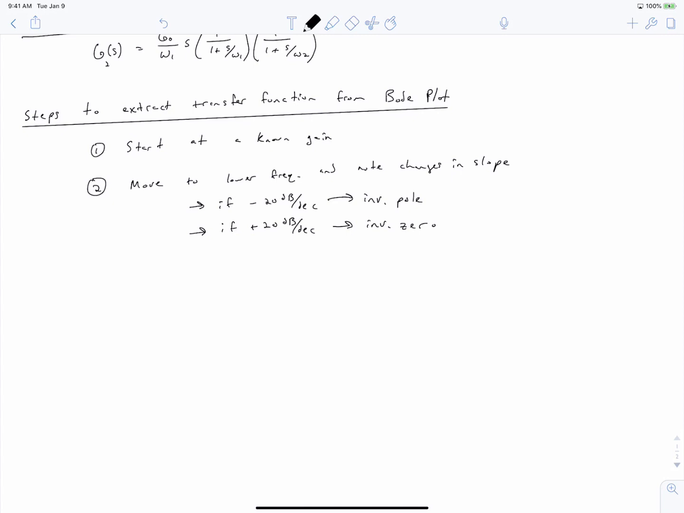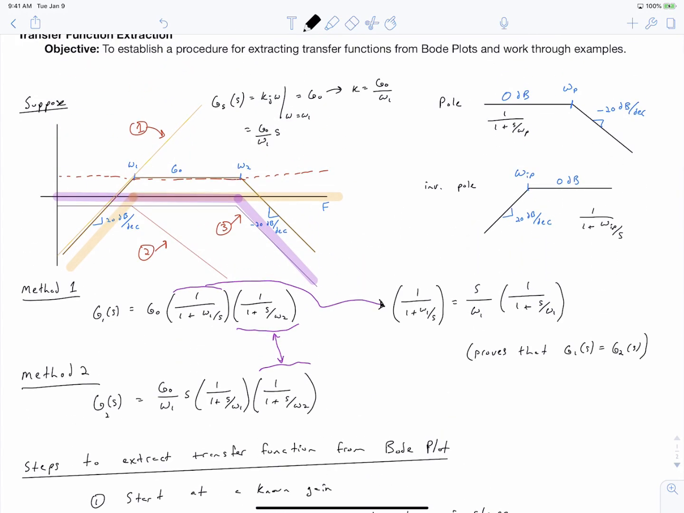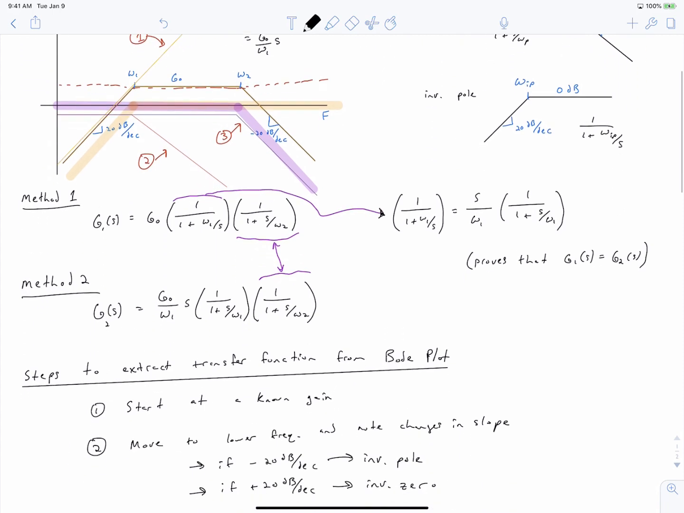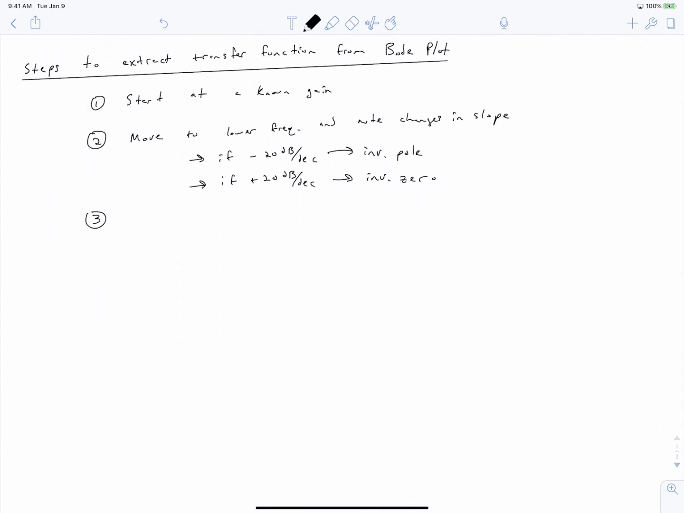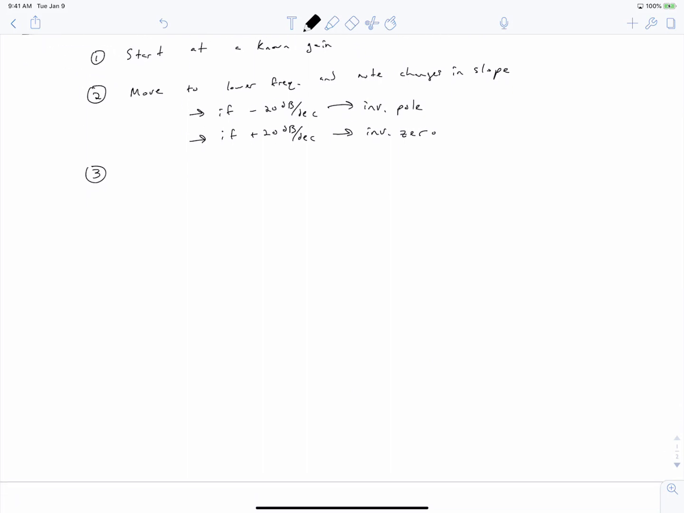And you can check all of this against the Bode plots that we constructed in the last lecture for our poles and zeros and inverted poles and zeros. So we're going to start here, and we're going to walk towards lower frequencies and note any changes in our slope. And that's going to correspond to inverted poles and zeros that we multiply as terms of our transfer function. Next, we're going to go back to our known gain location, and we're going to move to higher frequencies. And we're going to again note changes in the slope.